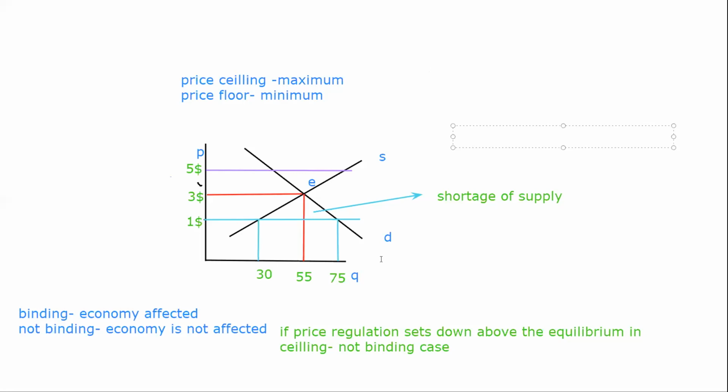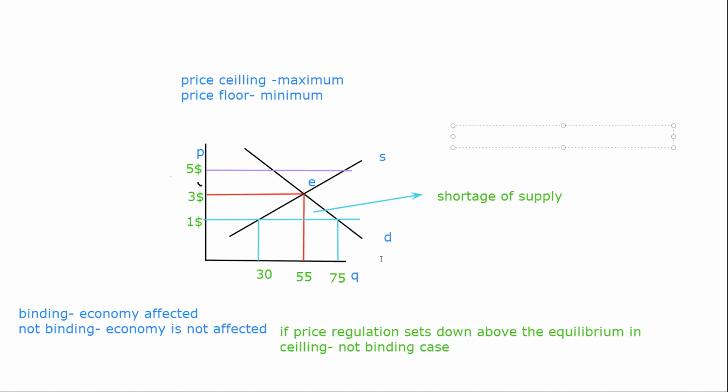So let's summarize the things. When it's the price ceiling, if the government sets the price above the equilibrium, it is the not binding case, which means it does not affect the economy. If the government puts the price ceiling below the equilibrium, then this is the binding case, which means the economy is affected.